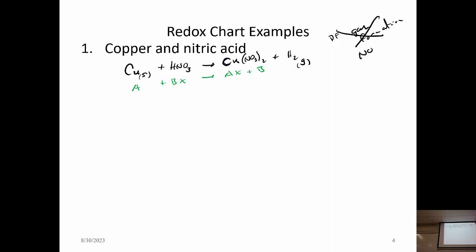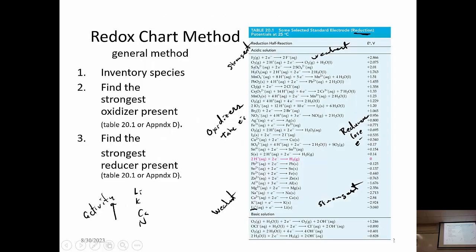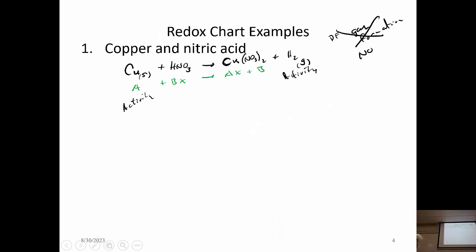In single replacement, we look at the activity. And so we compare the activity of copper versus the activity of hydrogen. And so we need the activity series. Well, I have an upside down activity series here. And so I start off with lithium. Lithium is the most active. And then I work backwards. And I see copper here, and hydrogen here. So which one's more active, hydrogen or copper? Which one's closer to lithium? Hydrogen. Hydrogen's more active.